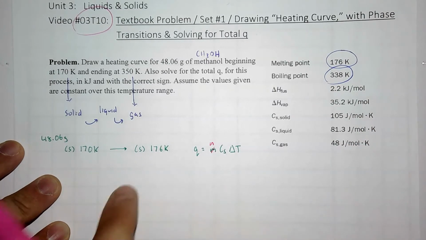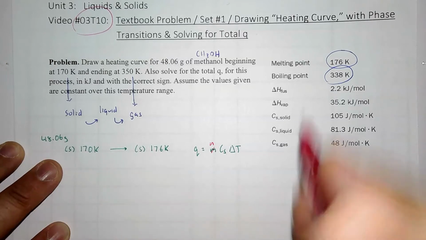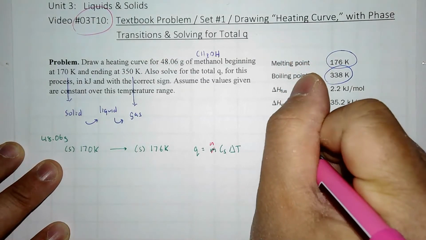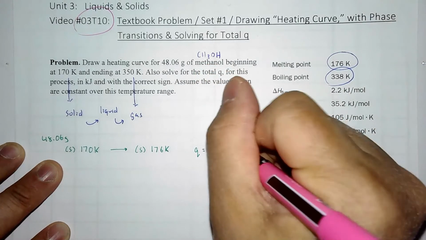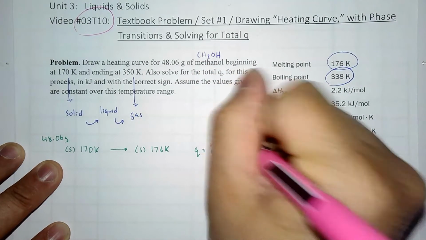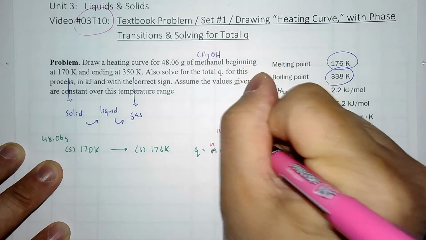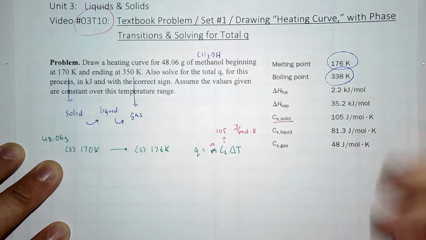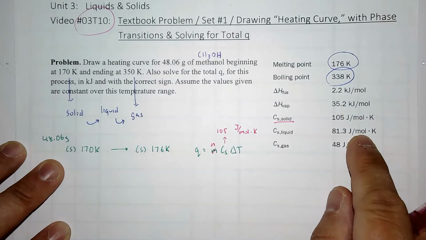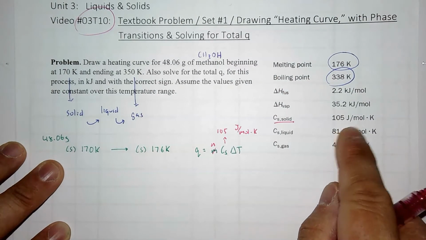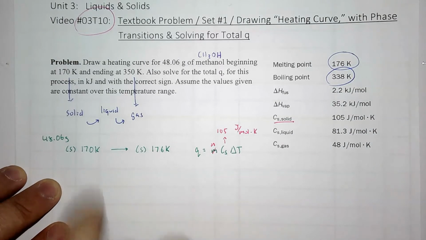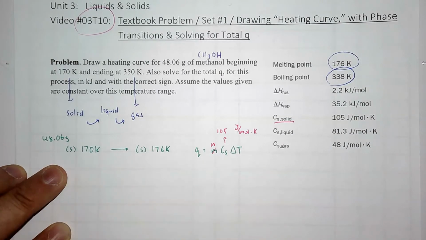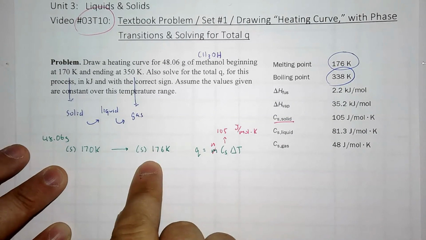But that is all solid, so we have to pick up the specific heat capacity for solid, this 105, and again joules per mole dot K, because this is unusual. Normally it's joules per gram dot K. So we're warming up the solid and we get it to the melting point.